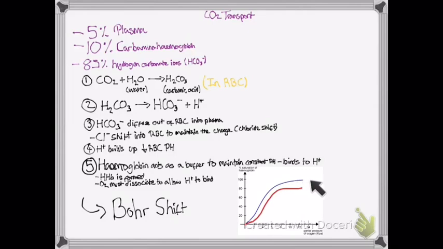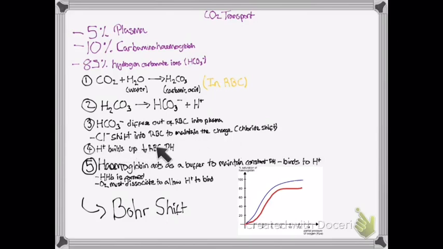So let's really quickly highlight the steps. Carbon dioxide and water bind within the red blood cell, forming carbonic acid. This dissociates into hydrogen carbonate ions and hydrogen ions. The hydrogen carbonate ions move out of our red blood cell, causing a change in potential, and to equalise this potential, we have chloride ions, which are also negative. They shift into the red blood cell.